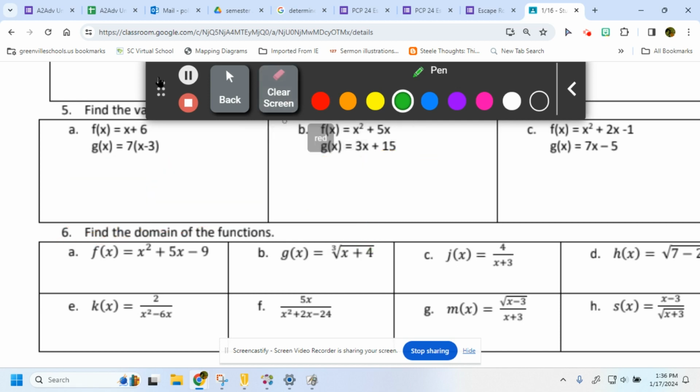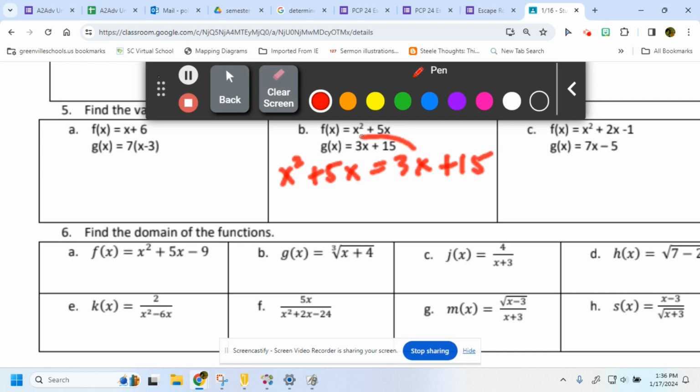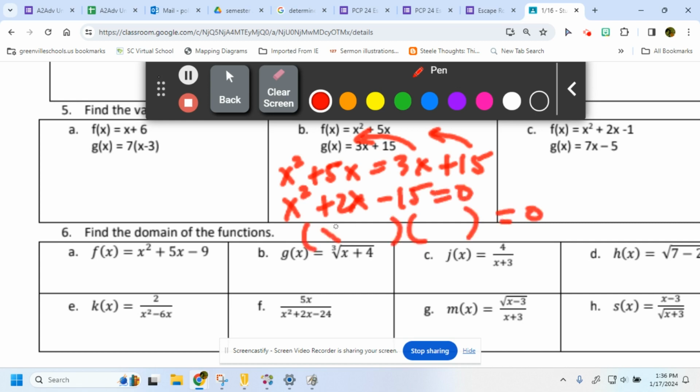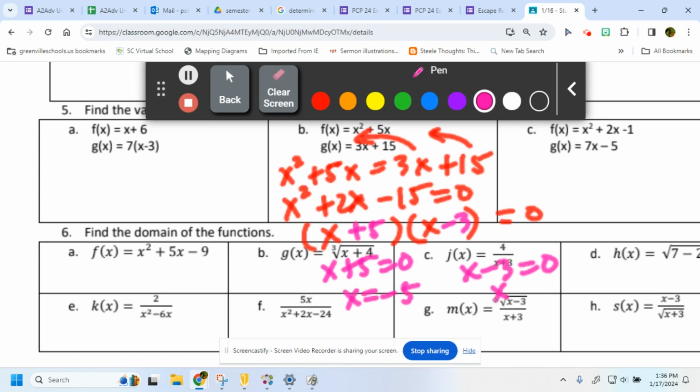Next, here you're going to have x squared plus 5x, and that will be equal to 3x plus 15. Since that's squared now, I'm going to move them all to the left because it's quadratic. x squared plus 2x, because 5x minus 3x is 2x, minus 15 equals 0. Now you can factor them. What two numbers, when you multiply them, give you negative 15, and when you add them, give you 2? That's going to be 5 and negative 3. Set them equal to 0 on both sides. x plus 5 equals 0. x minus 3 equals 0. So this will be x equal to negative 5. x equal to 3.